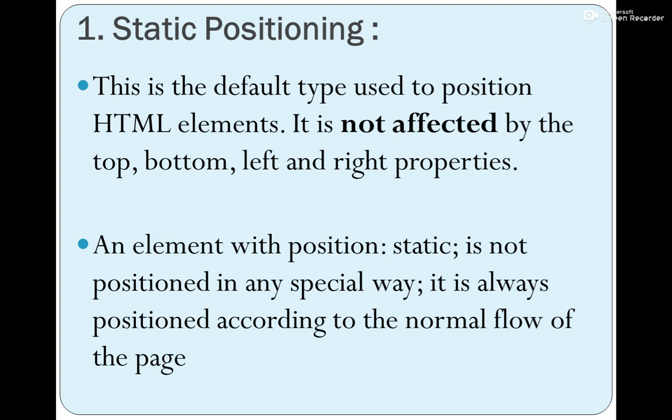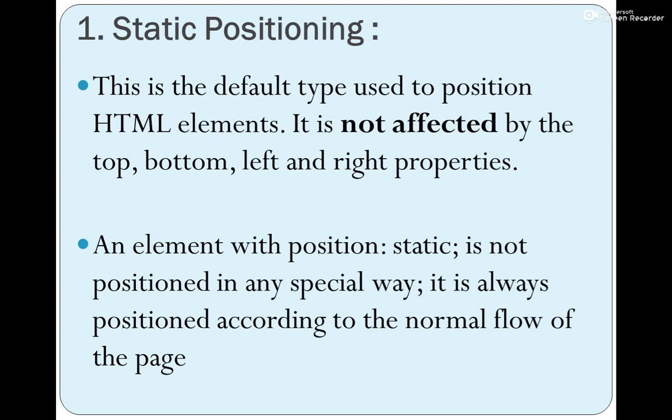But for the first type of positioning, that is static, which is the default, we cannot make use of these other properties which we just saw: top, bottom, left and right. The elements are not positioned in any special way. It means we users cannot place the elements in any special way if we are using static positioning, right? The elements are always placed according to the normal flow of the code of the program.